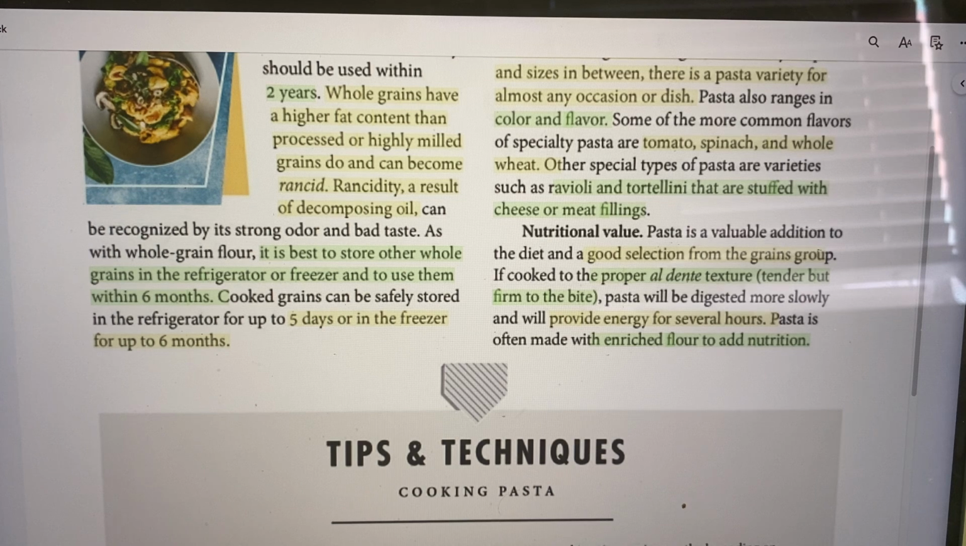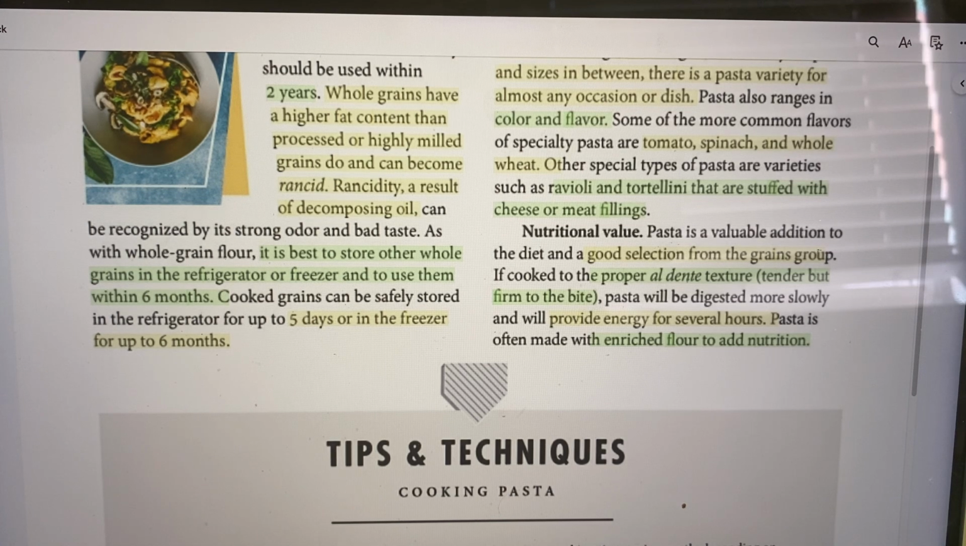Nutrition. Pasta is a valuable addition to the diet. It's a good selection from the grains group. And if you cook it properly, it's called al dente. Al dente means the pasta is cooked perfectly, tender but firm to the bite. So you taste it. A good cook would take a little bit of pasta and taste it to see if it's tender but still firm. You don't want it to be mushy.